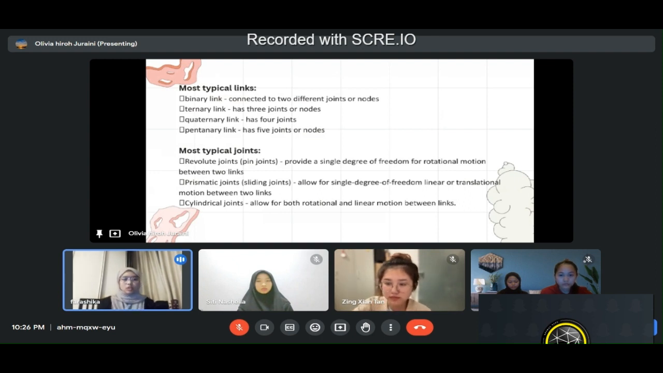And next are revolute joints, which provide a single degree of freedom for rotational motion between two links. Secondly are prismatic joints, which allow a single degree of freedom of linear or translational motion between two links. And lastly are cylindrical joints, which allow both rotational and linear motion between links.